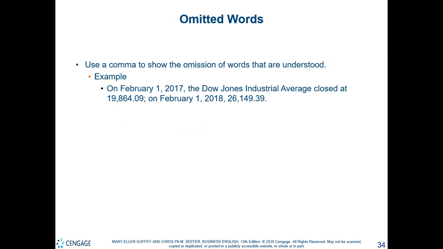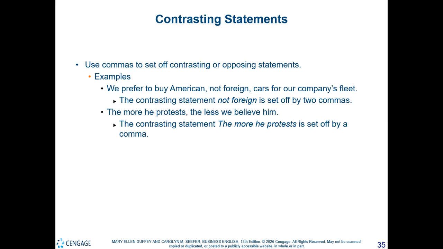1036. Omitted words: use a comma to show the omission of a word that's understood. Example: on February 1st, 2017, the Dow Jones Industrial Average closed at 19,864.9; on February 1st, 2018, 26,149.39.